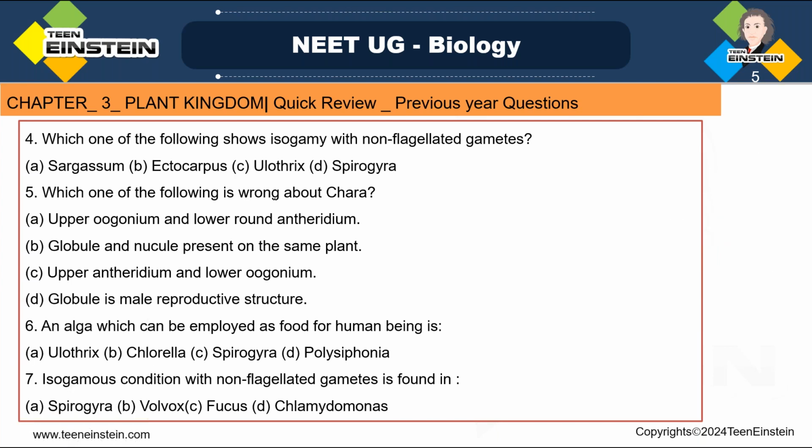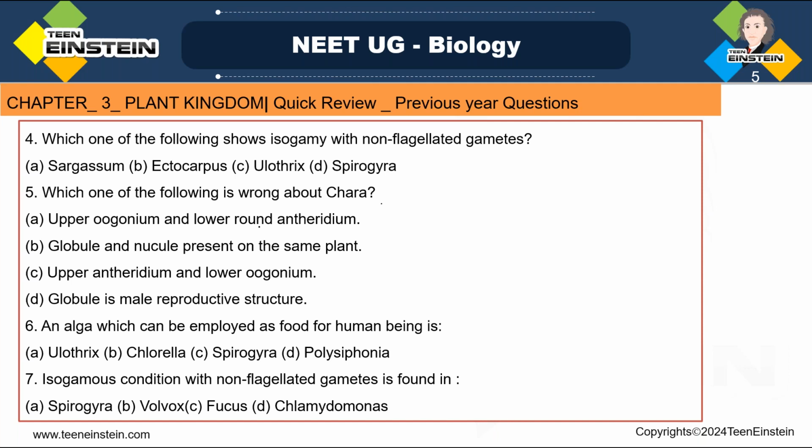which one of the following is wrong about Chara? Okay, here four options are there: Option A, upper oogonium and lower round antheridium. Option B, globule and nucule present on the same plant. Option C, upper antheridium and lower oogonium. Option D, globule is the male reproductive structure. In this, which statement is wrong about Chara?